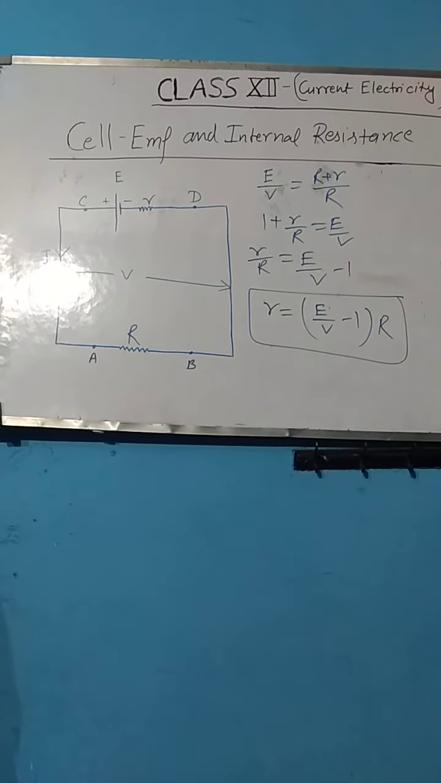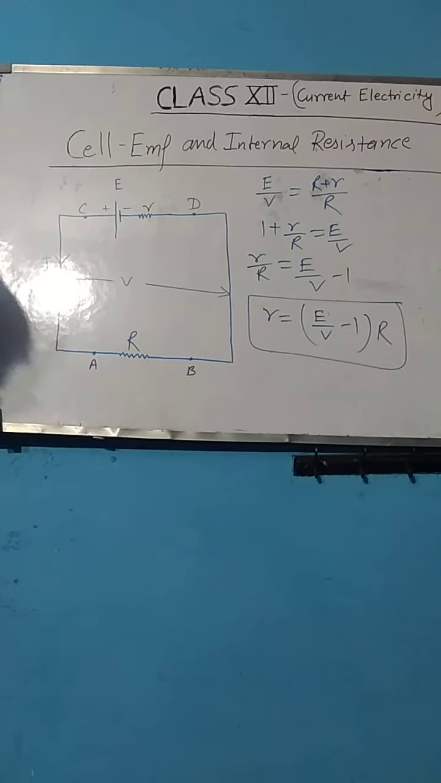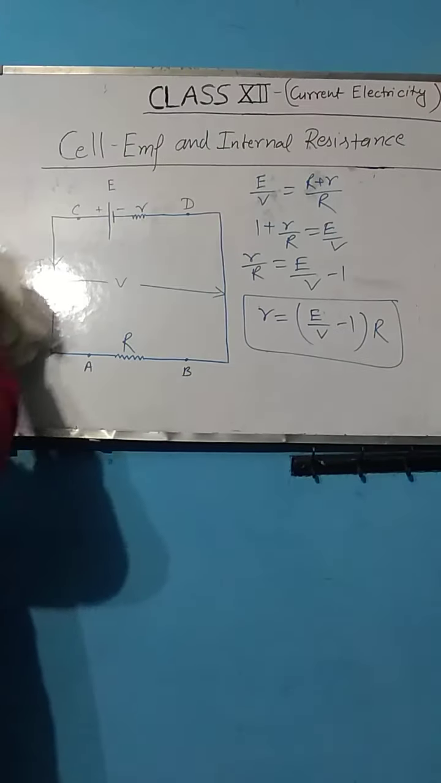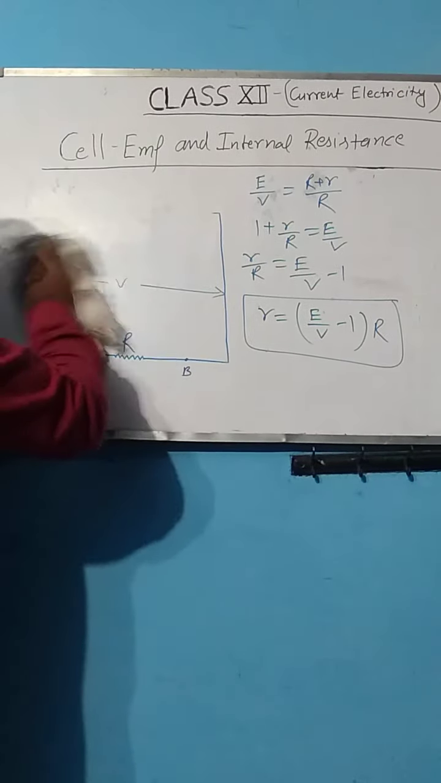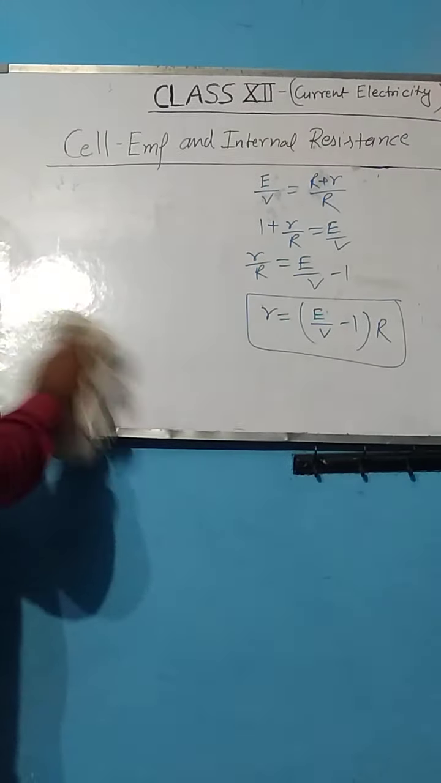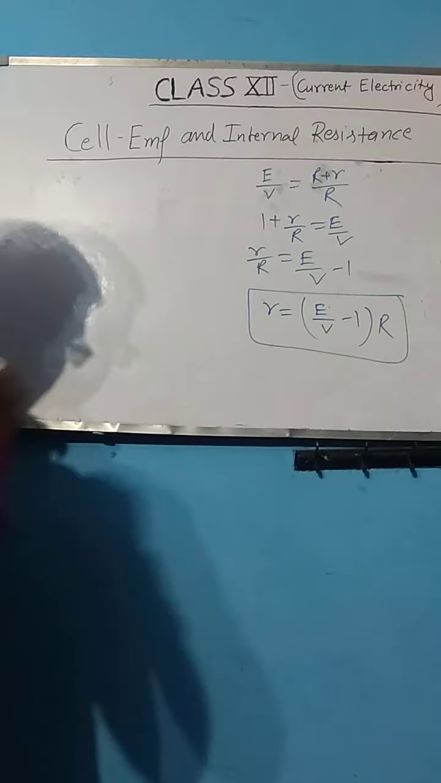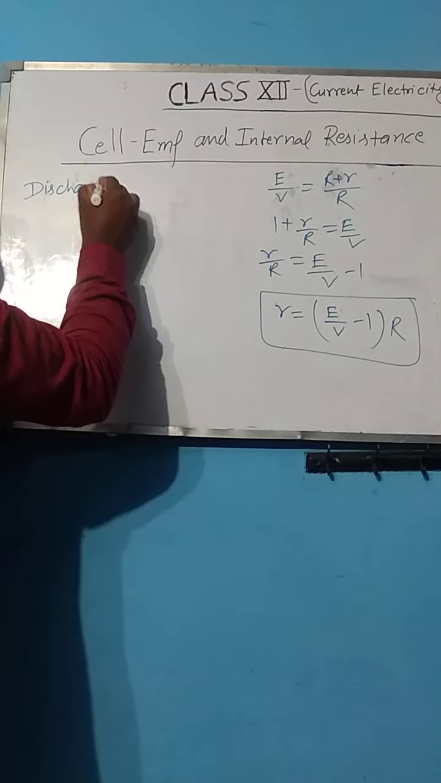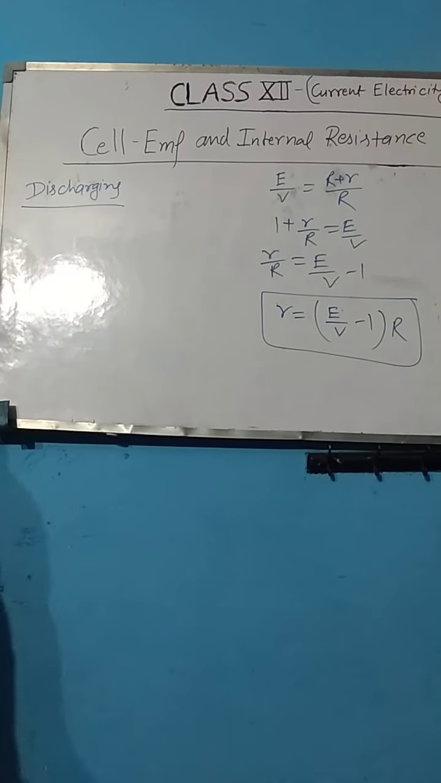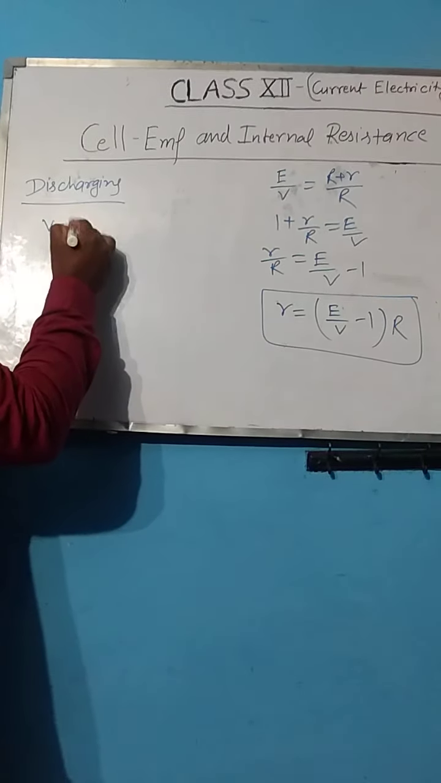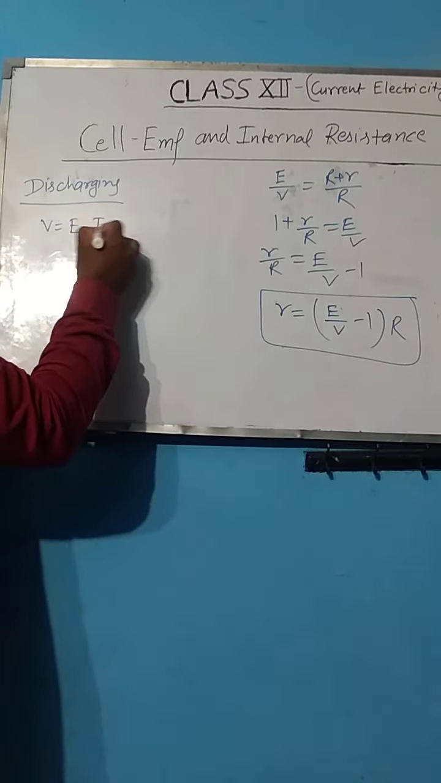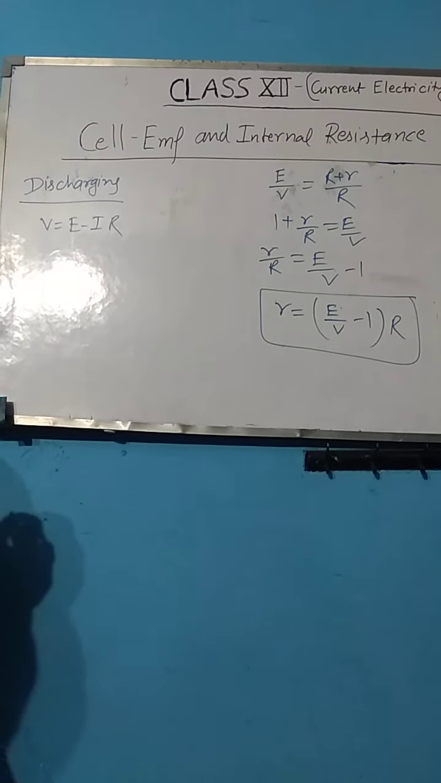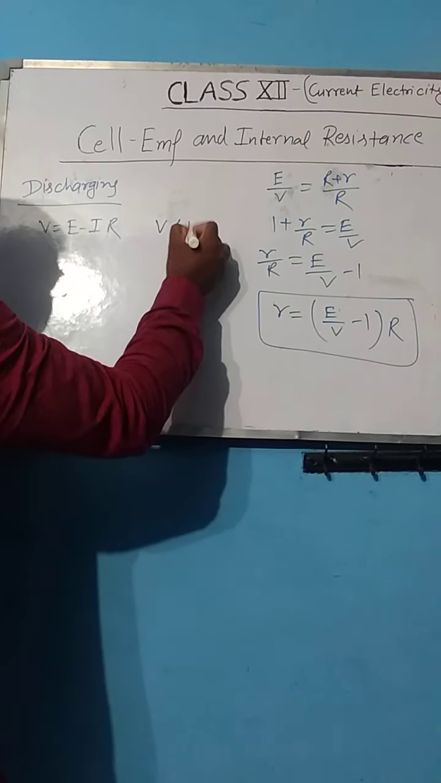Before this, we have to discuss charging and discharging. When we discuss charging and discharging, first we discuss discharging. We have already calculated V equal to E minus IR. In this discharging, V is less than E.